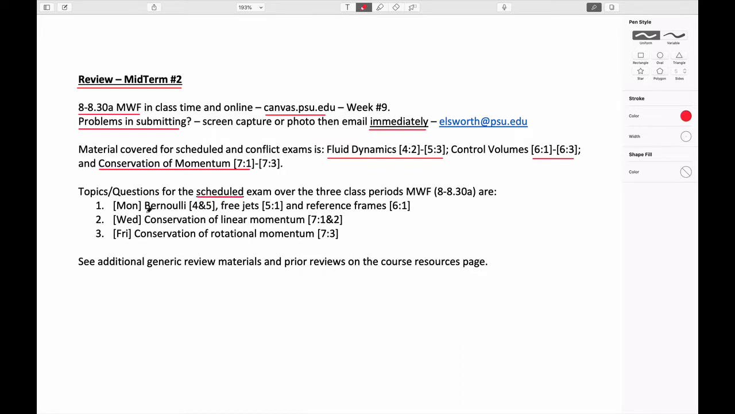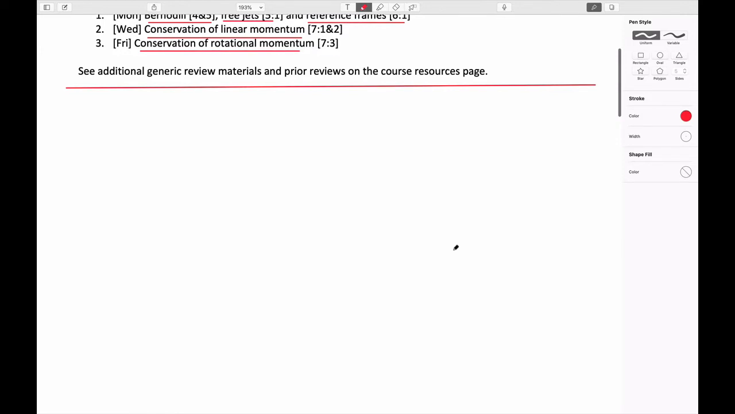And so individually, the topics, at least for the scheduled exam, are in these 3 areas on the different days. The first one is Bernoulli, which is weeks 4 and 5, and includes free jets, of course, which can be derived from Bernoulli. Moving reference frames, which we also talked about in 5.1. The second one is conservation of momentum, which was Monday and Wednesday of week 7, and rotational momentum, which was the Friday of week 7. This isn't meant as something that completely encompasses all of the material. We'll talk about all the equations you need, but you can look online to see what other resources are available to you. You need to know how to use them, basically, rather than just know what the equations are.